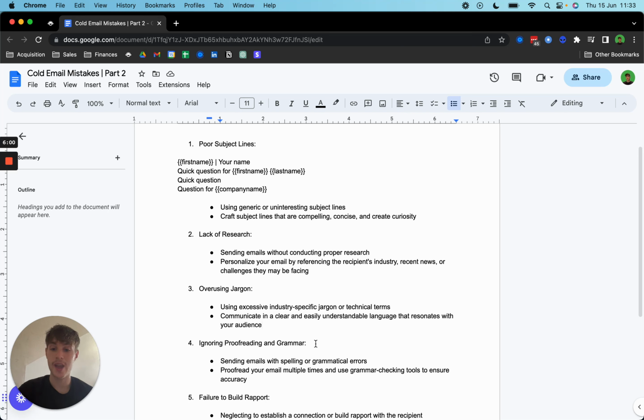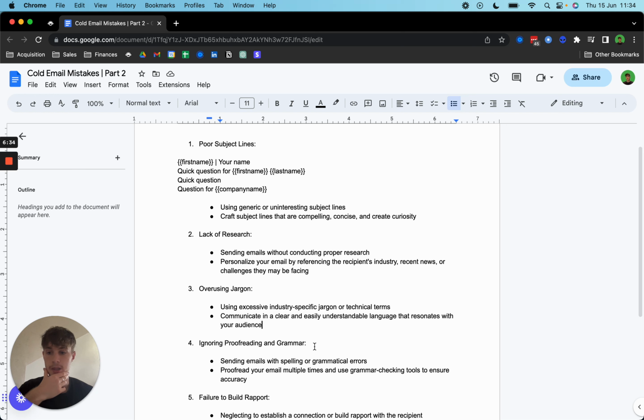So ignoring proofreading and grammar is another huge mistake that people make. Honestly, as humans we're born to avoid pain and do everything with the least amount of pain required, so it's so easy just to write out some copy, think, oh, this is going to work, and send it off straight away. And obviously what you're not doing there is proofreading it for grammatical and spelling errors. So you really want to take the time to go through the copy, make sure it all makes sense, and make sure the punctuation's in the right places.